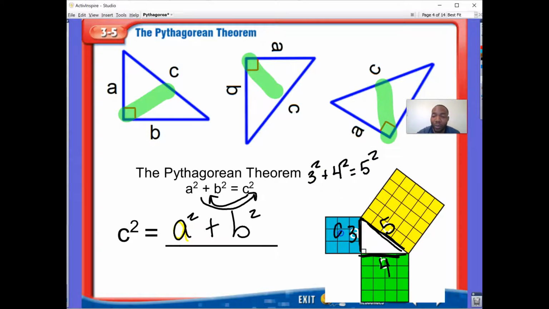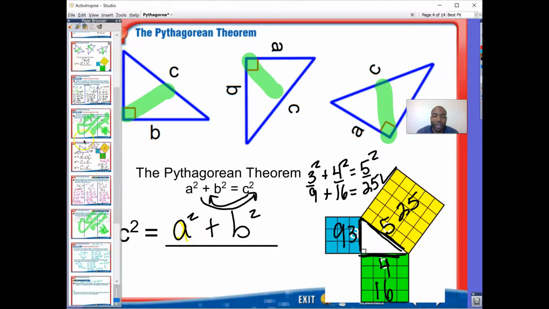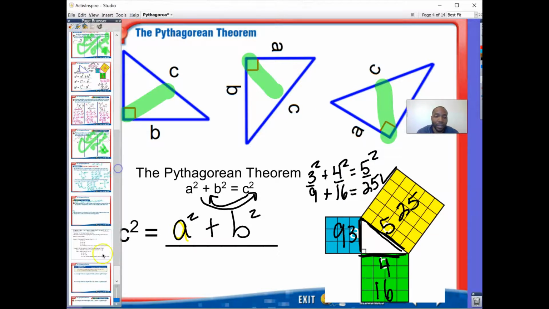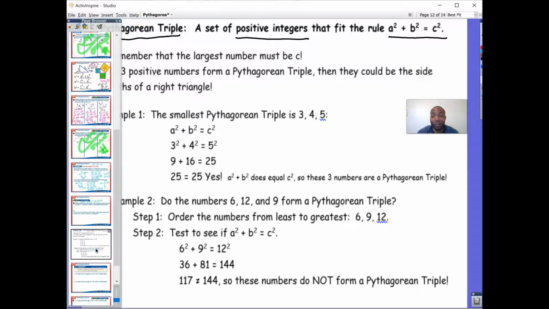What is 3 squared, everybody? 9. What is 4 squared, everybody? 16. And what is 5 squared equal, everyone? 25. So we are saying that 9 plus 16 is equal to 25. Since that is true, that is a Pythagorean triple. So 3, 4, and 5 are our Pythagorean triples. I'm going to say that again, because I have to make sure y'all understand that before I move on, which means a question is coming up.